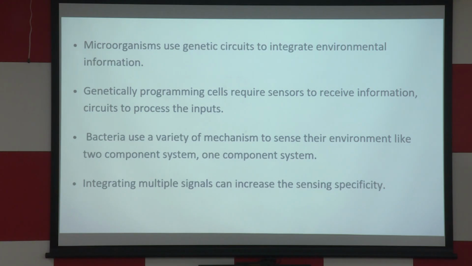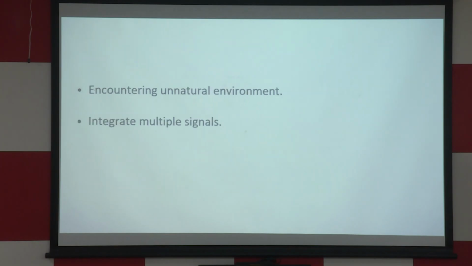Bacteria use a variety of mechanisms to sense their environment. Some of them use a two-component system and some use a one-component system. But a two-component system is better. It's like having multiple sensors, the same as we have ears, nose, and vision, so it's a way to get more specific information about our environment. After building these circuits, we'll be able to encounter unnatural environments. We'll get more information because we have two or multiple inputs, so we'll get more details about the unnatural environment and be able to integrate those signals.